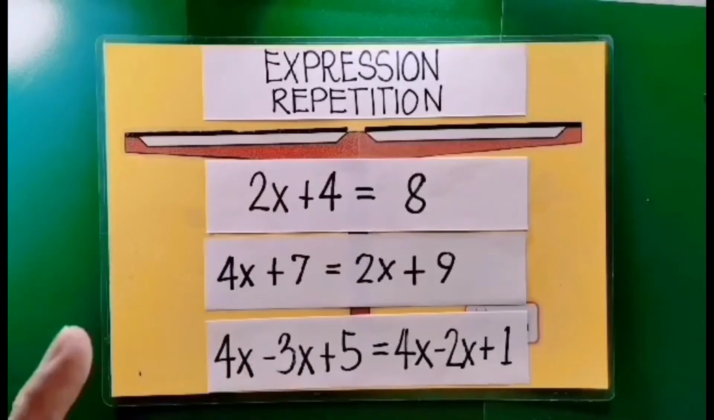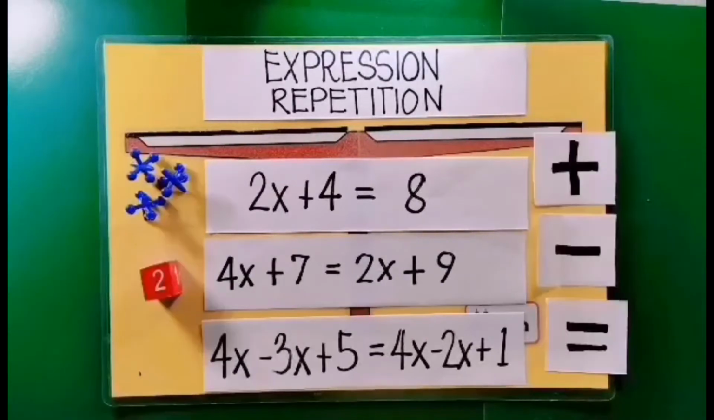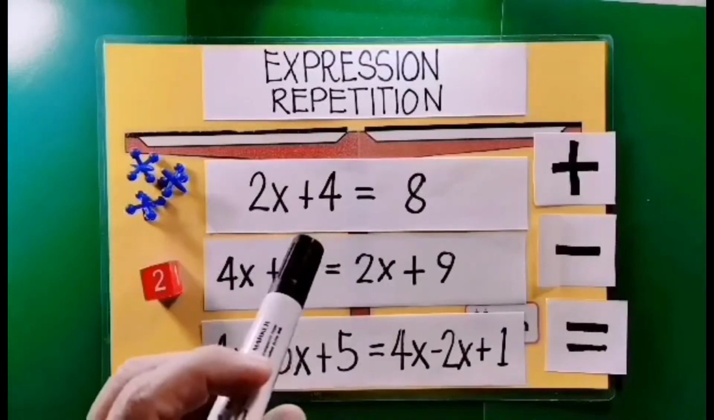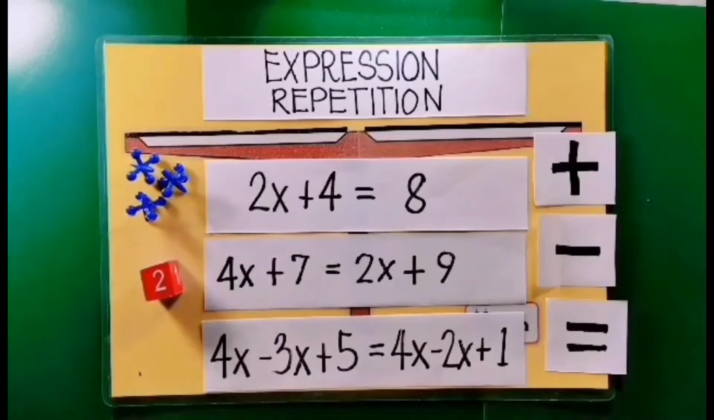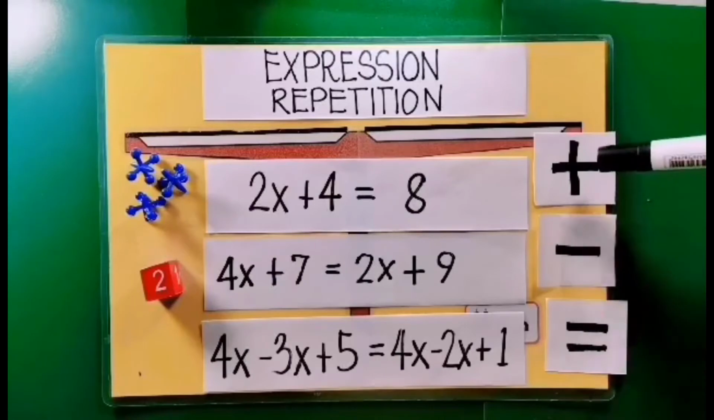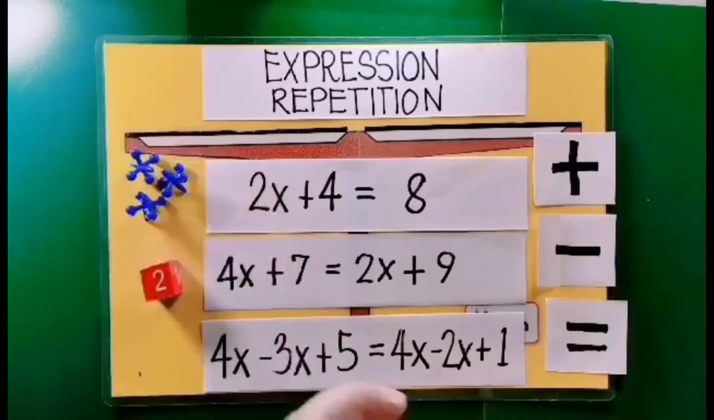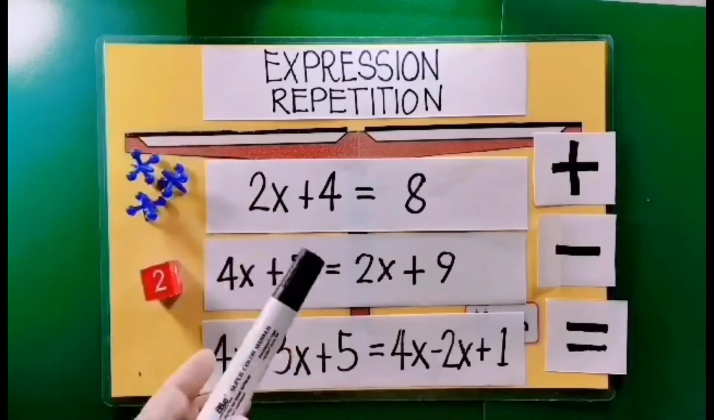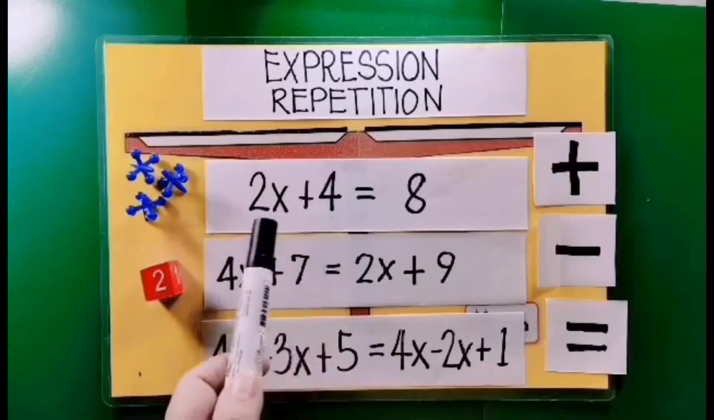All right, so now let's get to our new lesson, which is expression repetition. First of all, let's define what an expression is. In algebra, an expression means all the jacks and the cubes, and then the pluses and the minuses that you use in one side, one group. So when you say 2x plus 4, that's one expression.